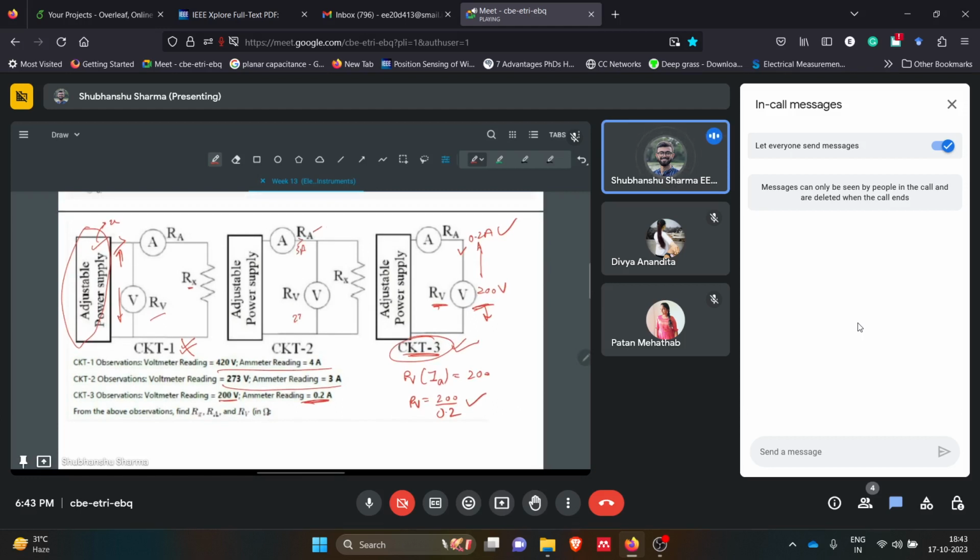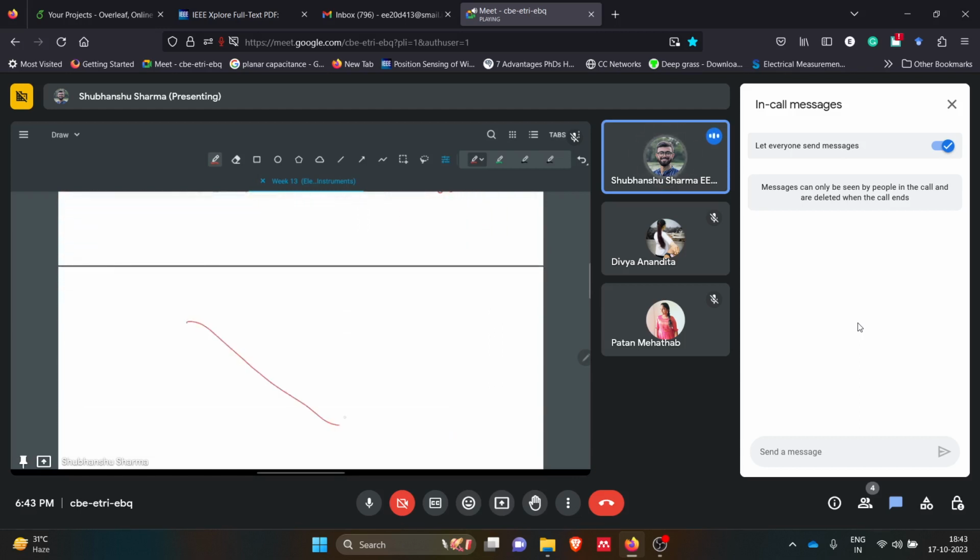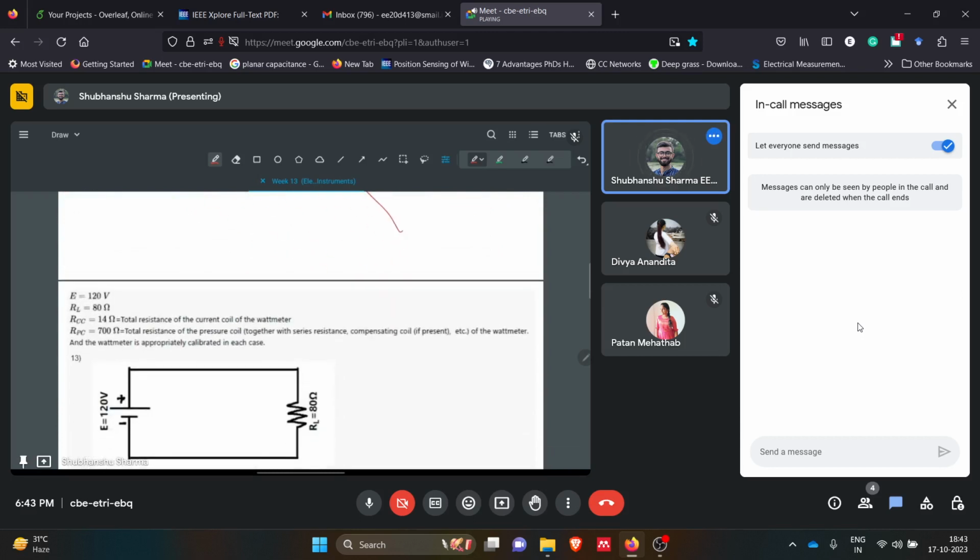This is 273 volts. Now you know the resistance of this, you can get the current from this, and subtracting with this current you can get the current from here also, and you have the voltage, then you can get the Rx. So if you know Rx, Rv, then now you can easily solve this Ra also in this case. Okay, so this was about this.